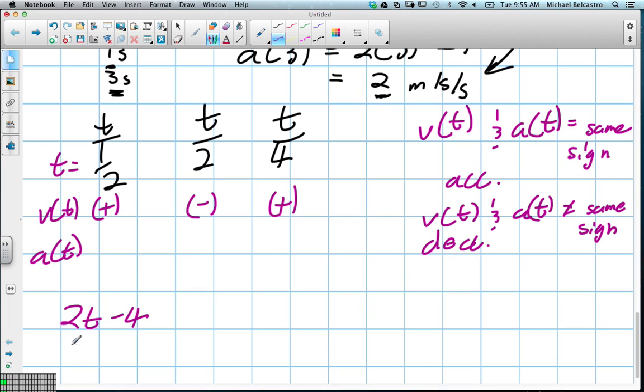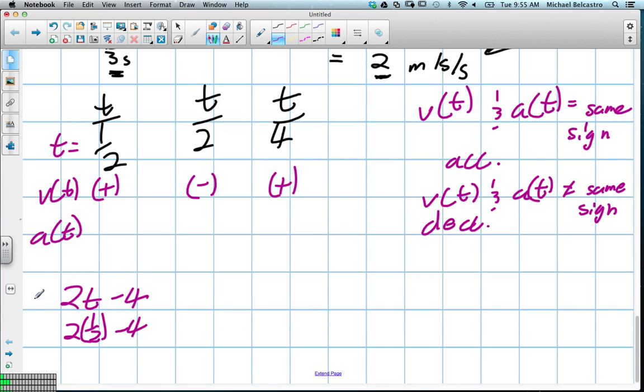So we plug in a half, we get 2 times 1/2, which gives us 1. Acceleration at a half. We get 1 minus 4, which gives us negative 3. So we are at negative 3. So at this time, it was slowing down, this object at a half second. And we would have to test each of these seconds to find out what it's doing at each of them.